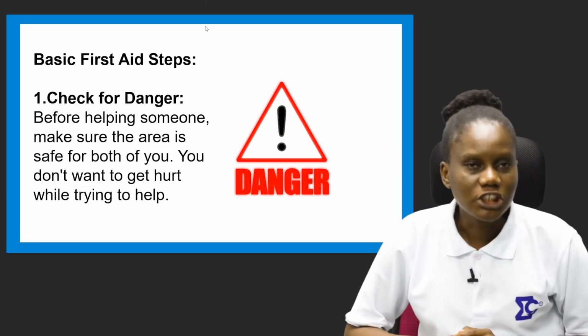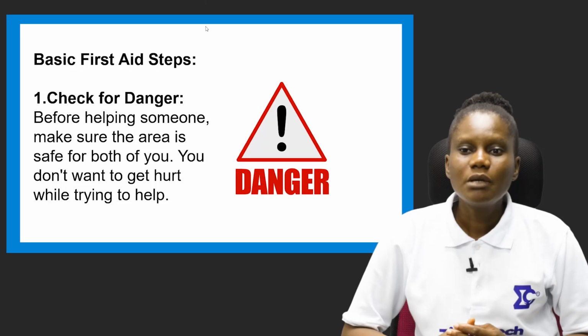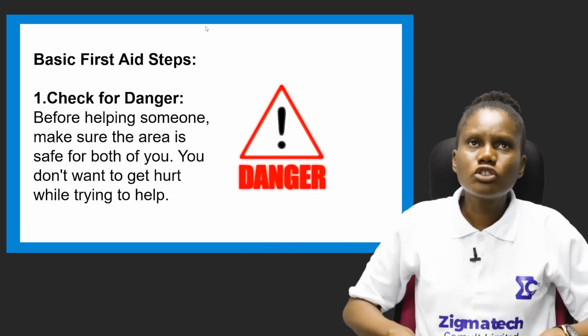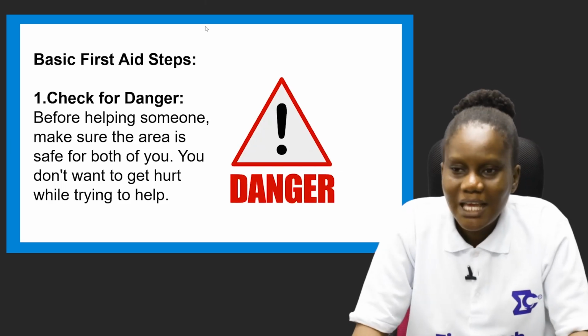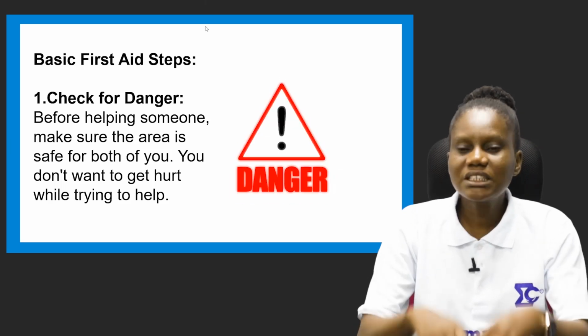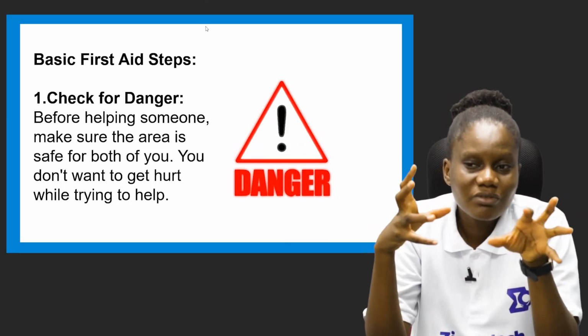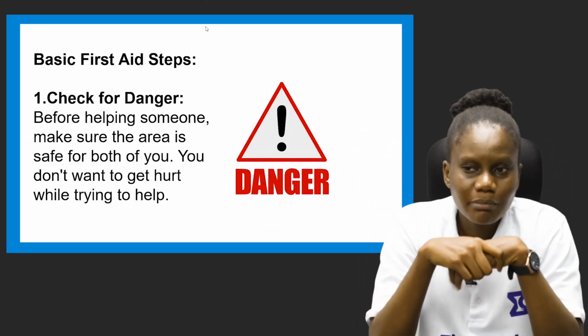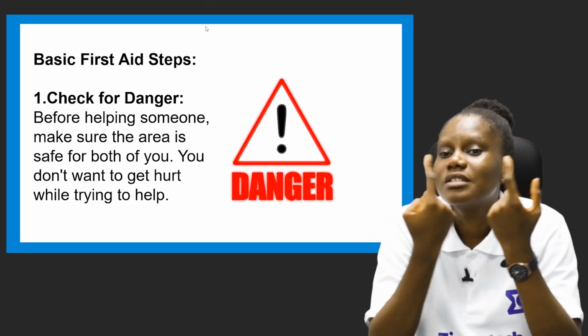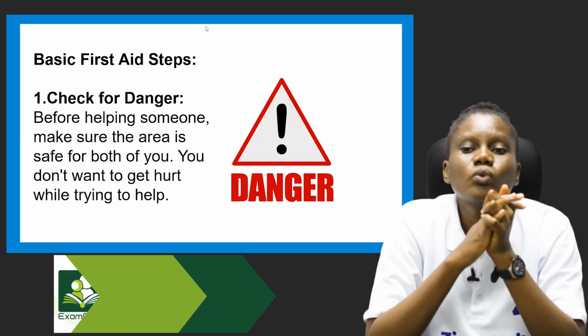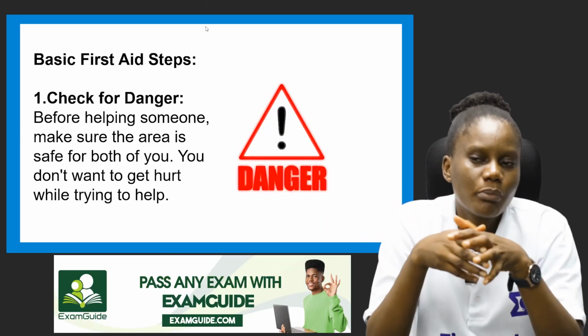Number one is check for danger. Before helping someone, make sure the area is safe for both of you. Perhaps you were in a classroom and the ceiling fell, or the building fell, for example. Before you rush there and try to save the person, make sure that the environment is safe. If you are not safe, you cannot save other persons. So you don't want to get hurt while trying to help.